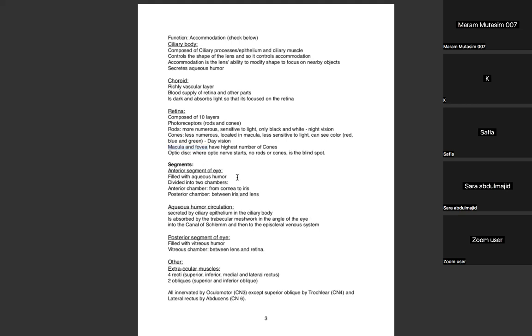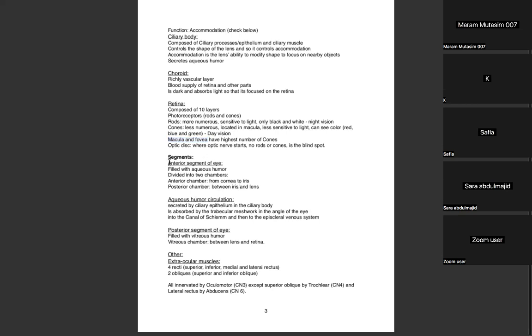Okay, we have the segments of the eye. The segments are basically the anterior segment and the posterior segment. Each segment has a specific body of fluid. We have aqueous humor in the anterior, and vitreous humor in the posterior. Okay? The anterior segment is divided into two chambers, the anterior chamber and the posterior chamber. The anterior chamber is from the cornea to the iris, and the posterior chamber is from the iris to the lens.